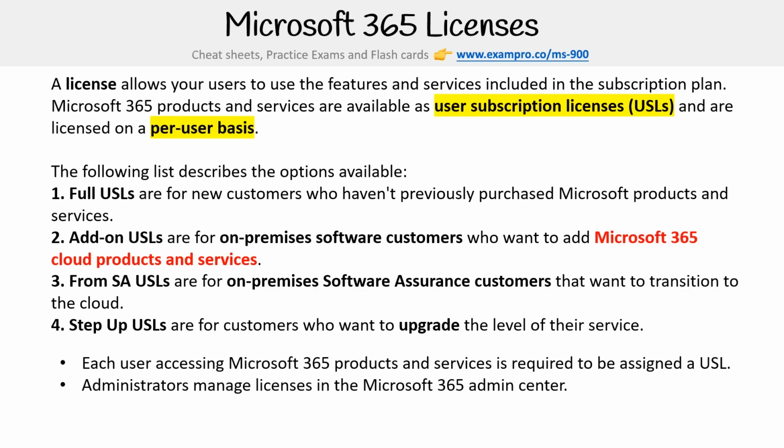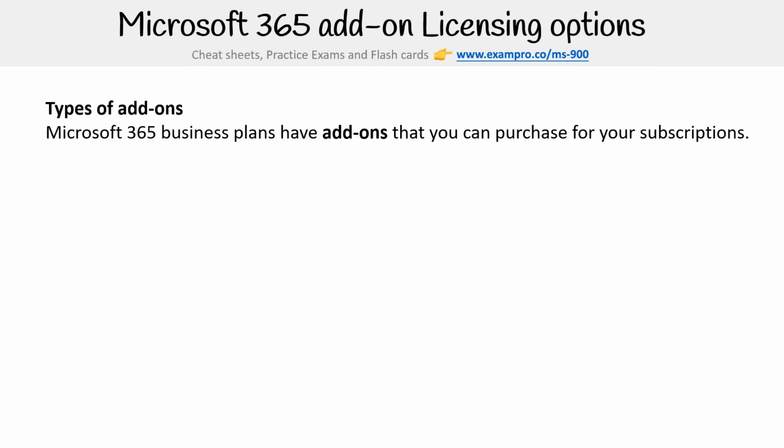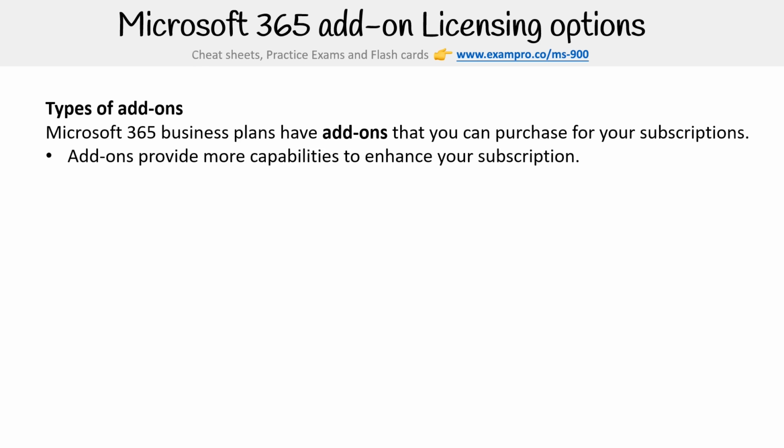Administrators manage licenses in the Microsoft 365 Admin Center. They can assign the licenses to individual user or guest accounts. Now taking a look at the Microsoft 365 add-on licensing options. So, Microsoft 365 business plans have add-ons that you can purchase for your subscriptions, and these add-ons provide more capabilities to enhance your subscription. There are currently 2 types of add-ons available.